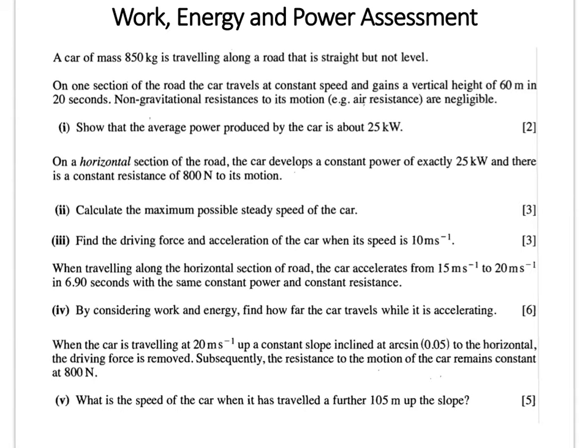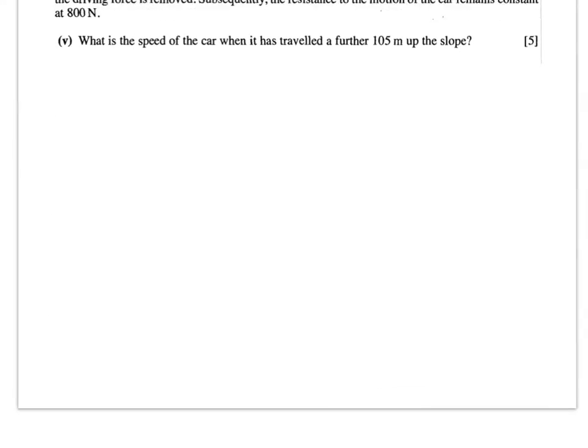So we've got a car of mass 850 kilograms. It's going at constant speed but gaining a vertical height of 60 meters in 20 seconds. So the average power is about 25 kilowatts. Alright, let's get cracking.